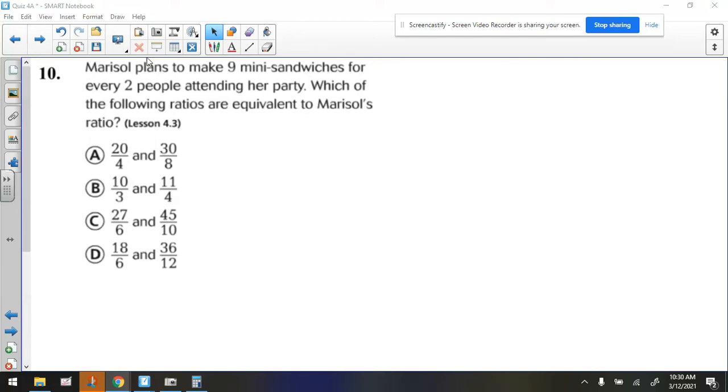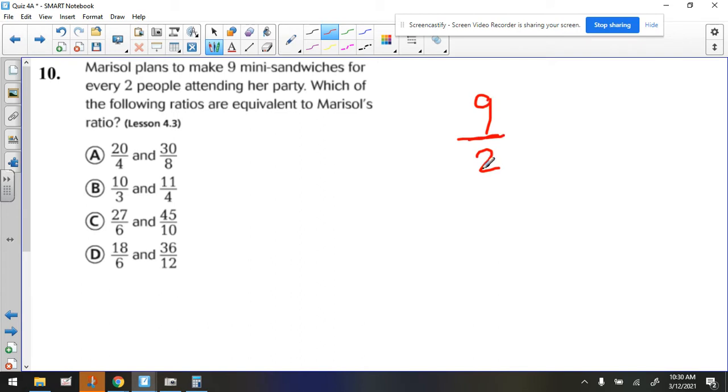Hey everybody, we're looking at number 10. Marisol plans to make 9 mini sandwiches for every 2 people attending her party. Which of the following ratios are equivalent to Marisol's ratio? So let's write her ratio. Hers is 9 mini sandwiches for every 2 people. So it's a 9-to-2 ratio.